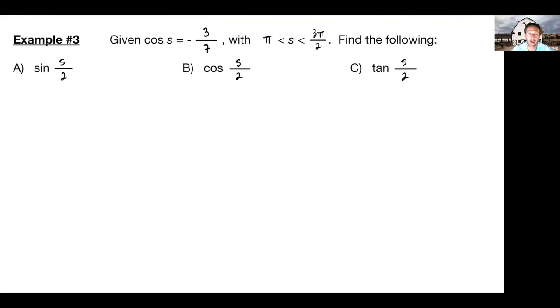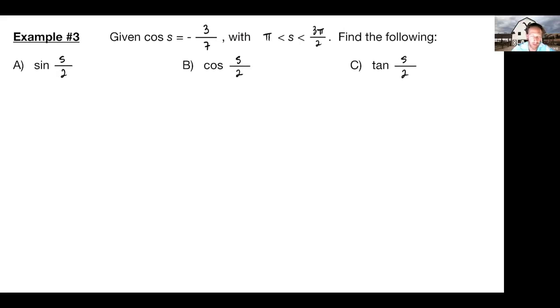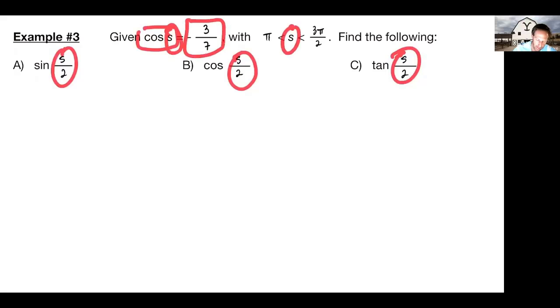If they don't give you an option, then you're stuck with doing what they've asked. And in this one, you can see that they're asking us to find half angles for sine, cosine, and tangent. But notice they didn't give us anything about that angle. They only told us that cosine of s, not s over 2, not half of s, but cosine of s is equal to something, and s is in this quadrant.